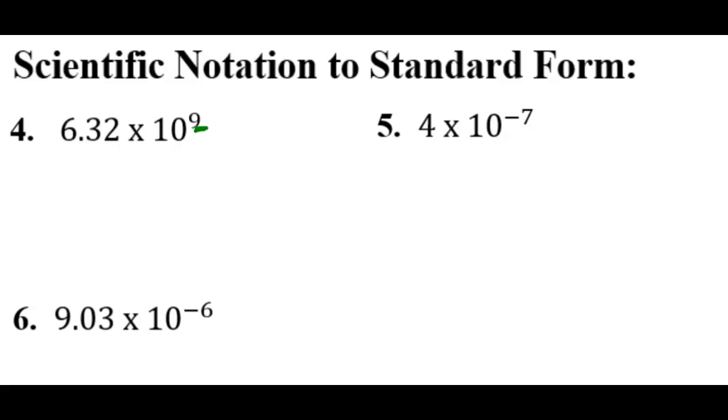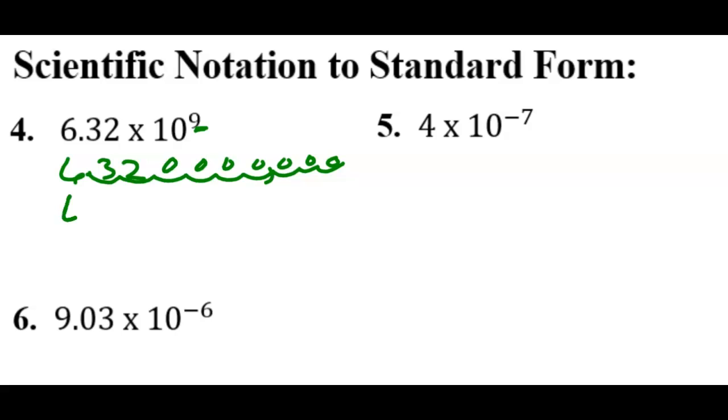Big. So my numbers are added behind or in front of? Behind. So I'm going to start with my 6.32 and I'm going to move 9 places. 1, 2, 3, 4, 5, 6. 1, 2, 3, 4, 5, 6, 7, 8, 9. So then I'm going to put zeros in there. And then I'm going to put commas in there.